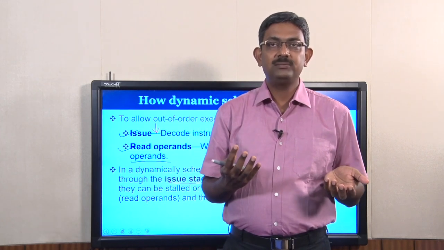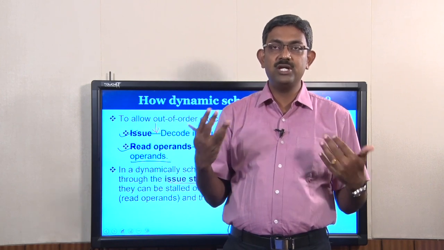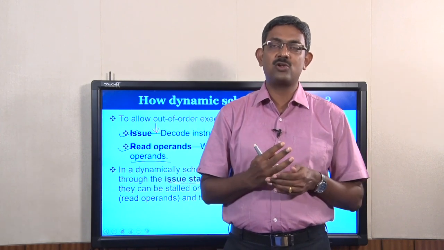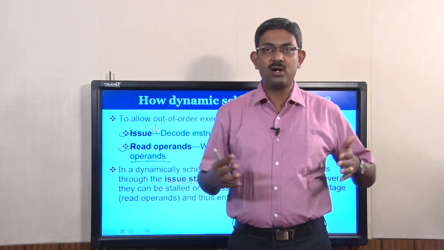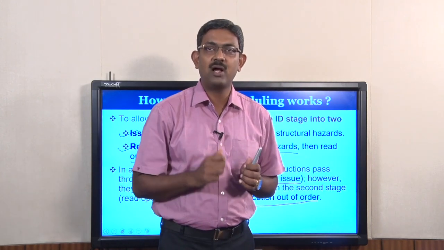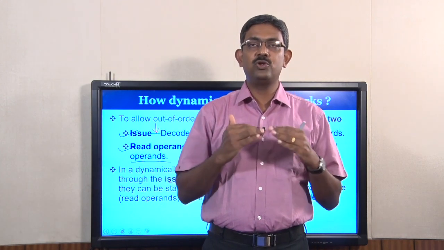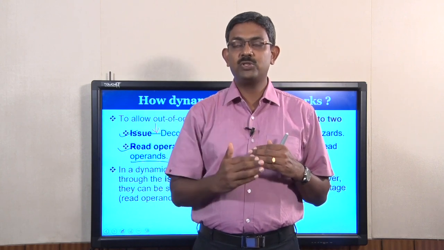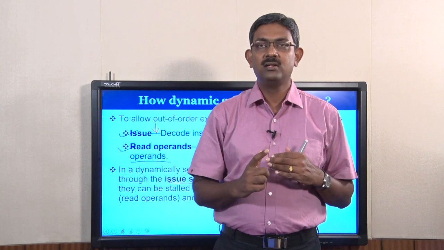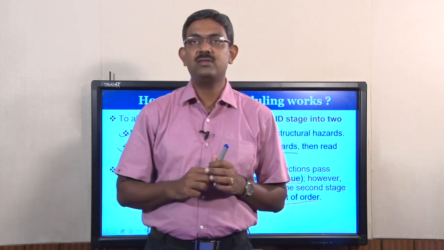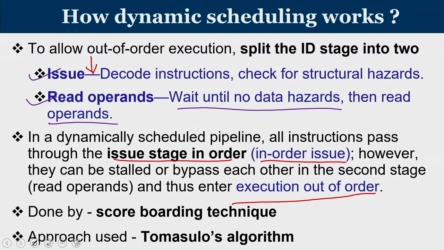Now, the operands may not be available. So, those instructions which are already issued, if the operands are available, they will run. But those instructions which are issued, if operands are not available, they will wait. So, issue has to be in order and execution can be out of order based upon the availability of operands. So, in short, dynamic scheduling means dividing the instruction issue into two sub-stages: make sure there is no structural hazard, issue in order, and then wait for the data; as and when data is available, carry on with the execution. Now, how has it been done? It has been done by a technique known as the scoreboarding technique, and the approach used is Tomasulo's algorithm.